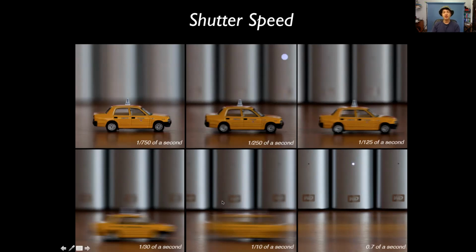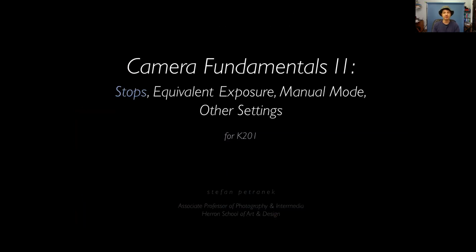So all three things affect exposure, and the choices you make on which of those three areas, ISO, shutter speed, or aperture, that you're going to focus on will determine the outcome and look of your photograph. Great. So now what we want to do is talk a little bit more about stops.